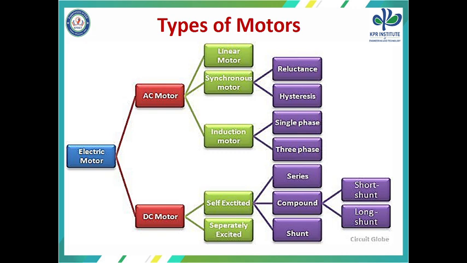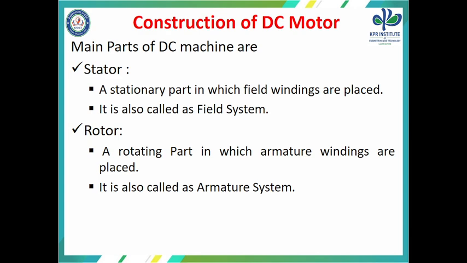Next, coming to the DC motor. The DC motor consists of self-excited DC motor and separately excited DC motor. Self-excited motor is classified into three categories: series DC motor, compound DC motor, and shunt DC motor. Again the compound DC motor is classified into two categories: long shunt DC motor and short shunt DC motor.